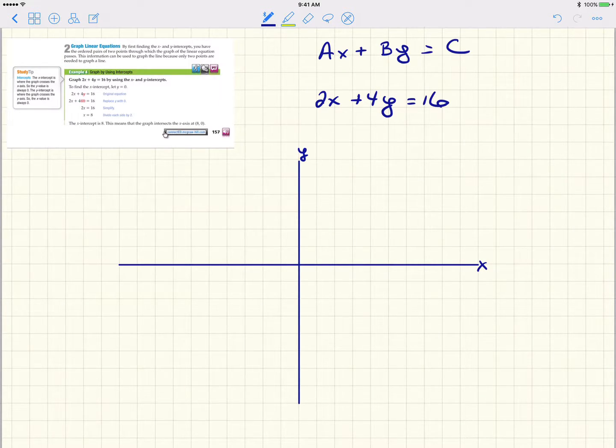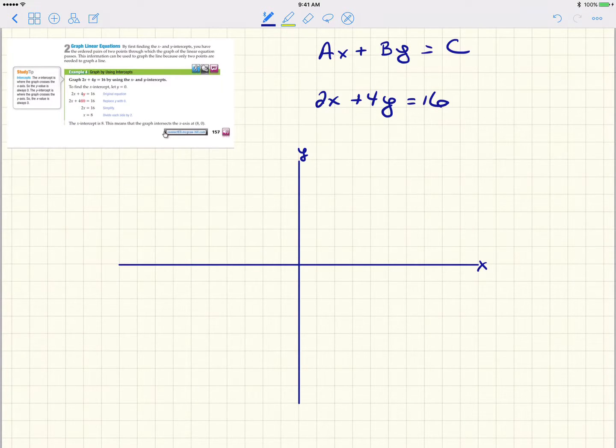Remember from our conversation in one of the previous videos that the x-intercept of a line is where that line crosses the x-axis. The y-intercept of a line is where that graph crosses the y-axis. When a line crosses the x-axis, that means that y equals 0. We talked about that in a video a couple of videos ago. When the line crosses the y-axis, the x value has to be 0.